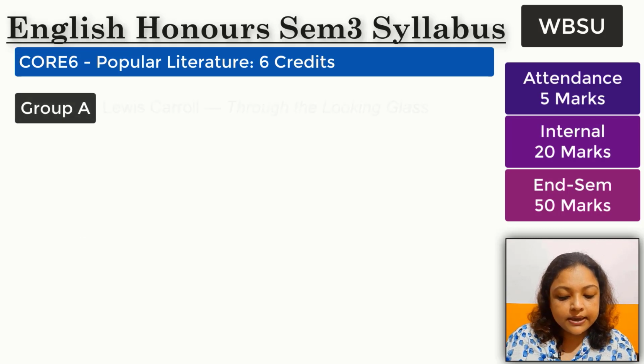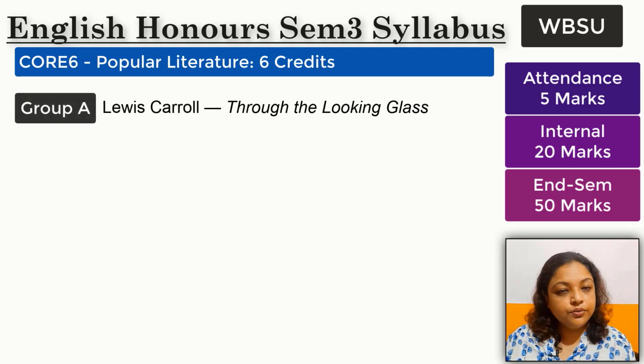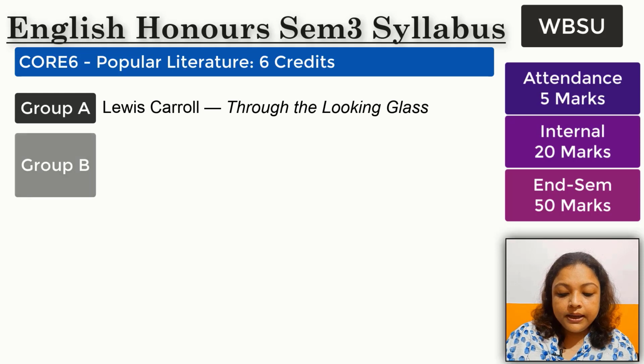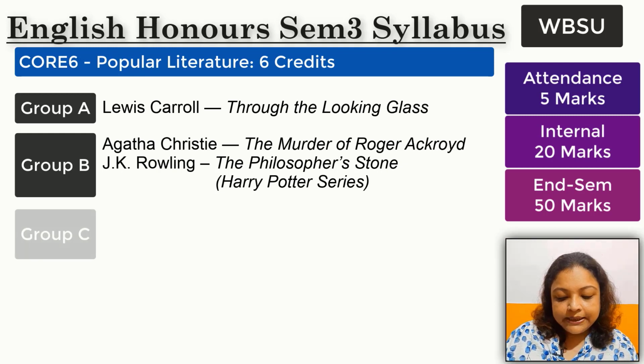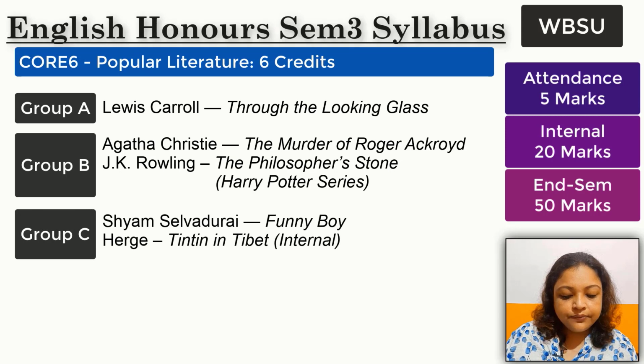Group A is Lewis Carroll, Through the Looking Glass. You don't have short questions from here. Group B, Agatha Christie, The Murder of Roger Ackroyd, and J.K. Rowling, The Philosopher's Stone. The Harry Potter Philosopher's Stone, right? Group C, you have Shyam Selvadurai's Funny Boy and Hergé's Tintin in Tibet. Now, Tintin in Tibet is earmarked for internal assessment. The rest of the books are for the final exam.